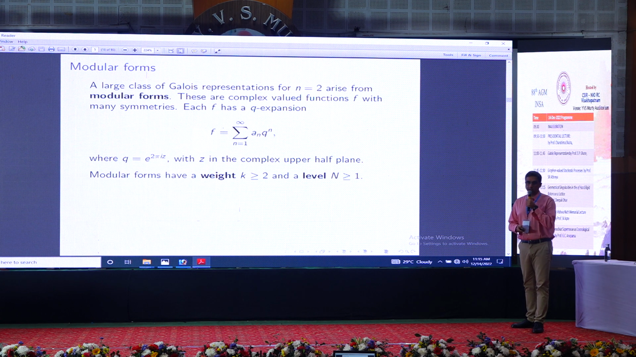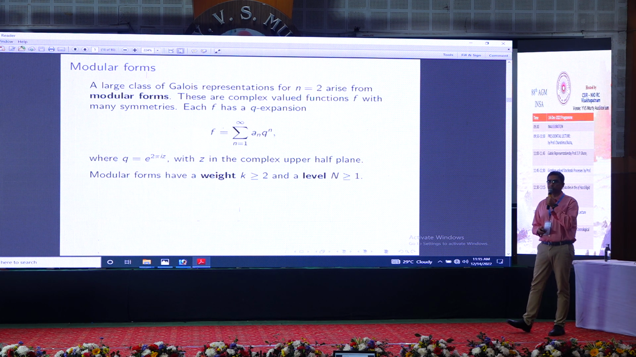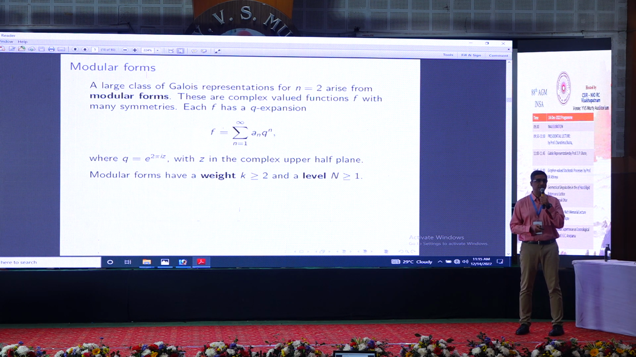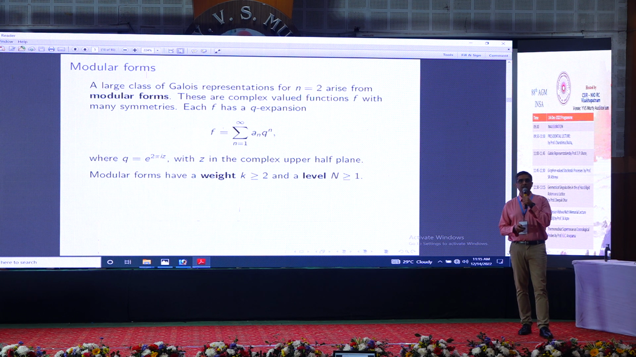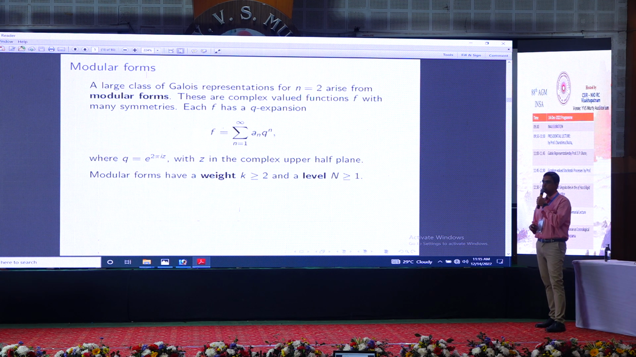And modular forms have a weight, k, which is an integer greater than or equal to 2, and they have a level, N, greater than or equal to 1. I'm not going to define those in a lot of detail. Just remember that Galois representations come from modular forms, and modular forms have a weight and a level. So there are two parameters that you can attach to any particular modular form.